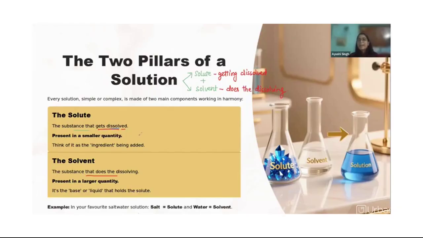Now, what exactly would a solvent be? For example, again, let's take salt and water. Here we are dissolving salt, right? Salt is getting dissolved, so salt is going to be our solute in this example. Now, what will be the solvent in which the solute is being dissolved? Here it would be water.